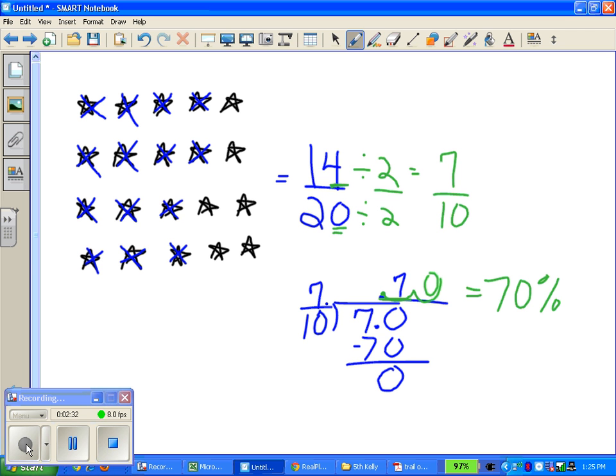So there are different ways that I can express how many of these stars have been crossed out. I can originally say, well, 14/20 have been crossed out. I can simplify that and then say, well, 7/10 of them have been crossed out. I can change it into a decimal by saying 0.7 has been crossed out. And then I can change it to a percent by saying 70% of these stars have been crossed out. And that's just a review of what we were working on today. The relationship between fractions, decimals, and percents.